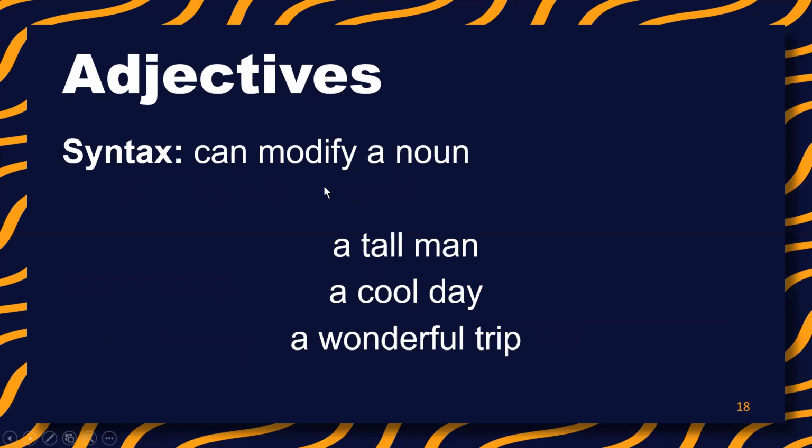So in terms of syntactic properties, adjectives can modify a noun or describe a noun. In the following examples, you have here a tall man, a cool day, a wonderful trip. So it describes or says something about the noun. It usually comes first, or it precedes the noun in terms of word order or position. The adjective comes before the noun. So a tall man, what kind of man? Tall. What kind of day? A cold day, a hot day, a humid day. What kind of trip was that? A wonderful trip, a dreadful trip.